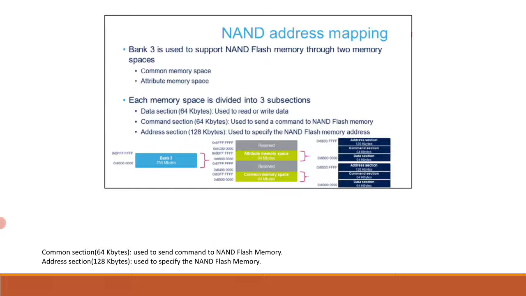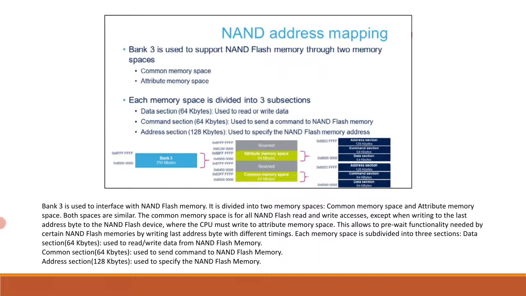Each memory space is subdivided into 3 sections: data section, 64 kilobytes, used to read or write data from NAND flash memory; command section, that is 64 kilobytes, used to send commands to NAND flash memory; address section, that is 128 kilobytes, used to specify the NAND flash memory address.